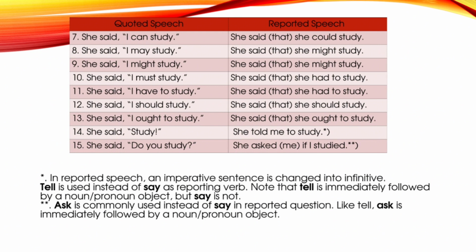In reported speech, an imperative sentence is changed into an infinitive. Tell is used instead of say as a reporting verb. Note that tell is immediately followed by a noun or pronoun object, but say is not. Ask is commonly used instead of say in reported questions. Like tell, ask is immediately followed by a noun or pronoun object.